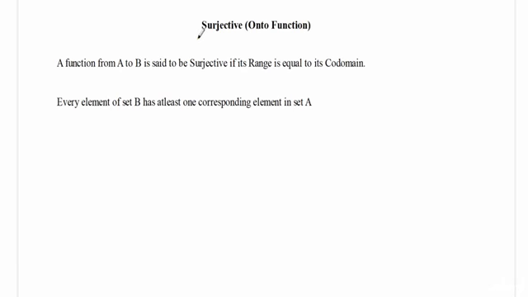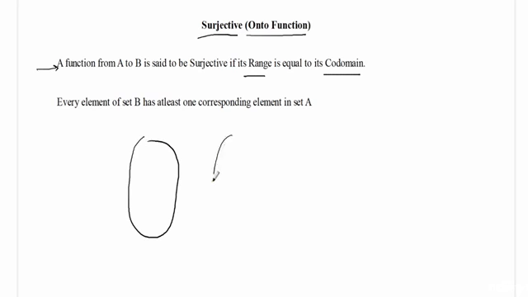So in this lecture we will understand surjective function, or it is also called an onto function. By definition, a function from A to B is said to be surjective if its range is equal to its codomain. In other words, you can say that every element of set B has at least one corresponding element in set A.